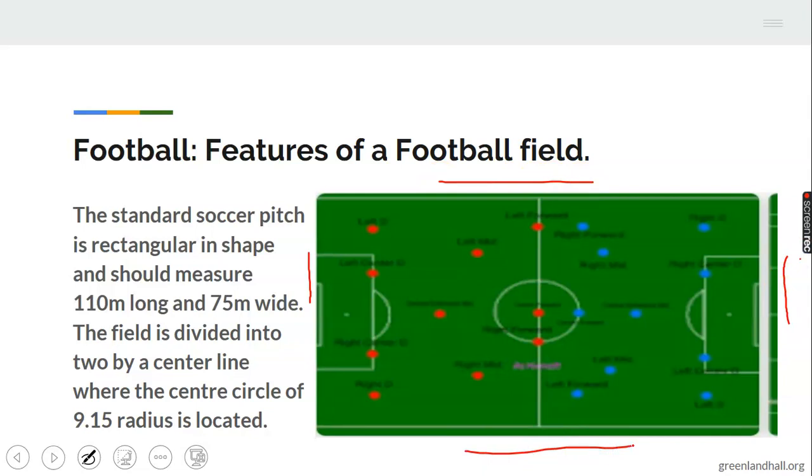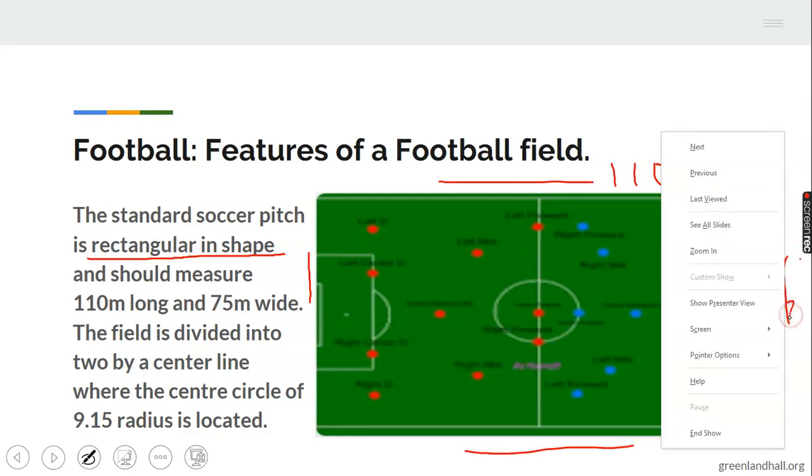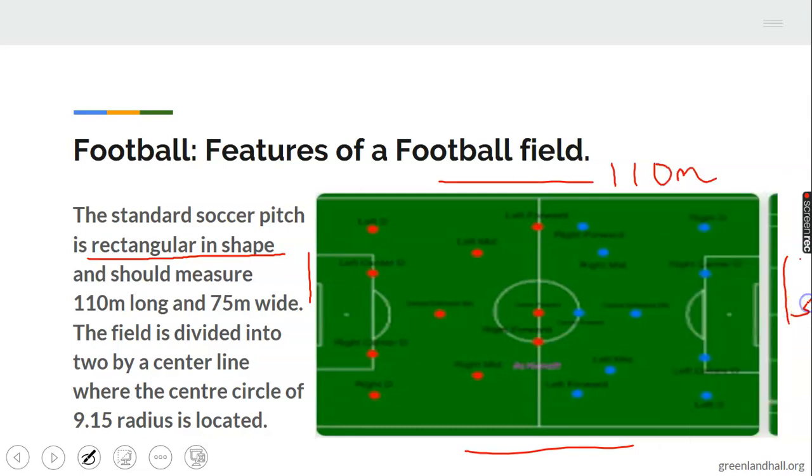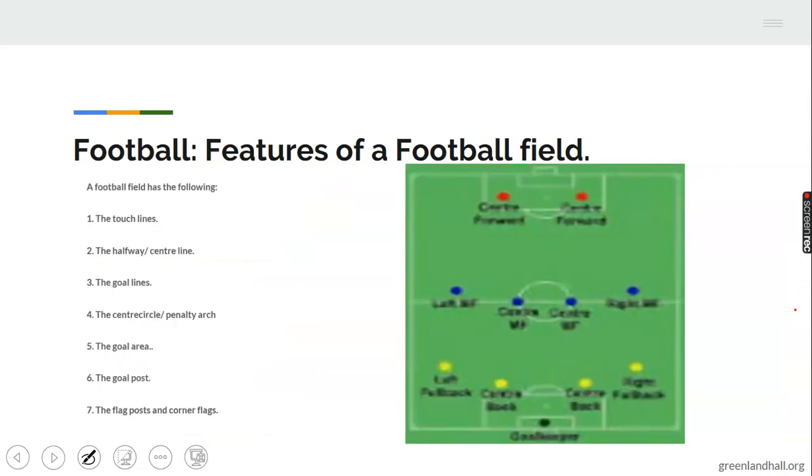Now, a standard soccer pitch is rectangular in shape and should measure 110 meters long. That's the length, 110 meters long, and then 75 meters wide. This area here is 75 meters wide. Now the field is divided into two by the center, as you can see, and there's a center line there, and then the center circle of 9.15 radius is located there.